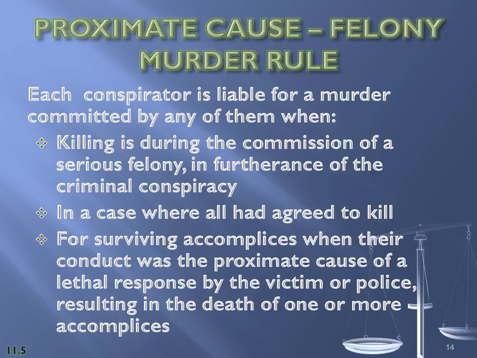So now back to this proximate cause felony murder rule thing. We talked about that. Each conspirator is liable for a murder committed by any of them. And we talked about killing during the commission of a serious felony, in furtherance of a criminal conspiracy, in a case where all had agreed to kill, and those surviving accomplices as well.